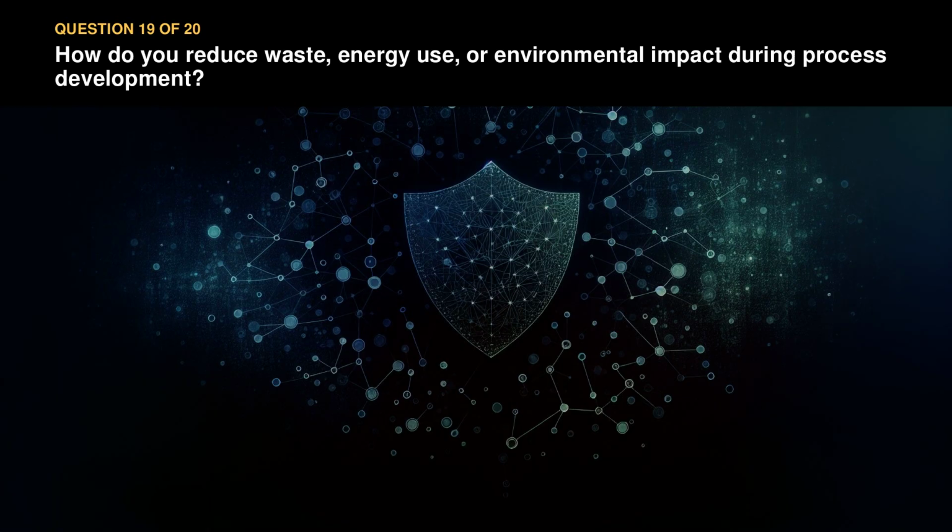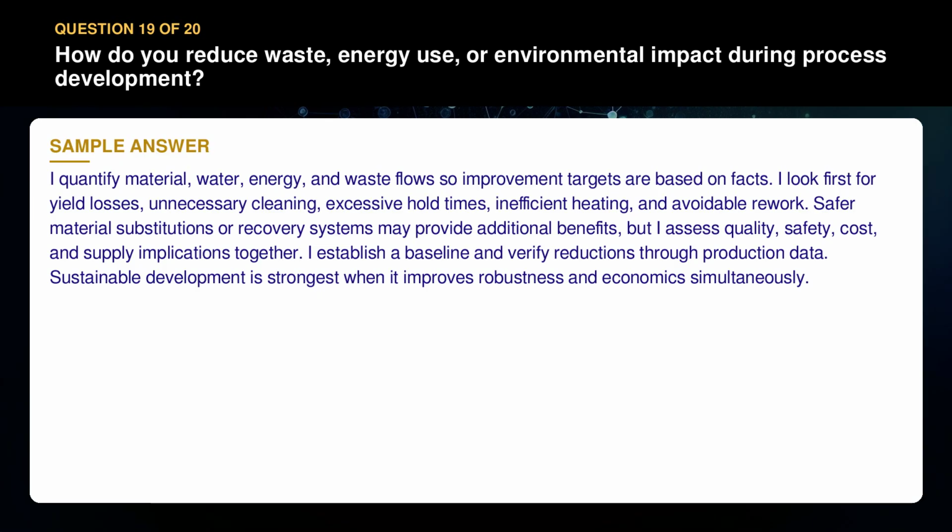Question 19. How do you reduce waste, energy use, or environmental impact during process development? I quantify material, water, energy, and waste flows so improvement targets are based on facts. I look first for yield losses, unnecessary cleaning, excessive hold times, inefficient heating, and avoidable rework. Safer material substitutions or recovery systems may provide additional benefits, but I assess quality, safety, cost, and supply implications together. I establish a baseline and verify reductions through production data.